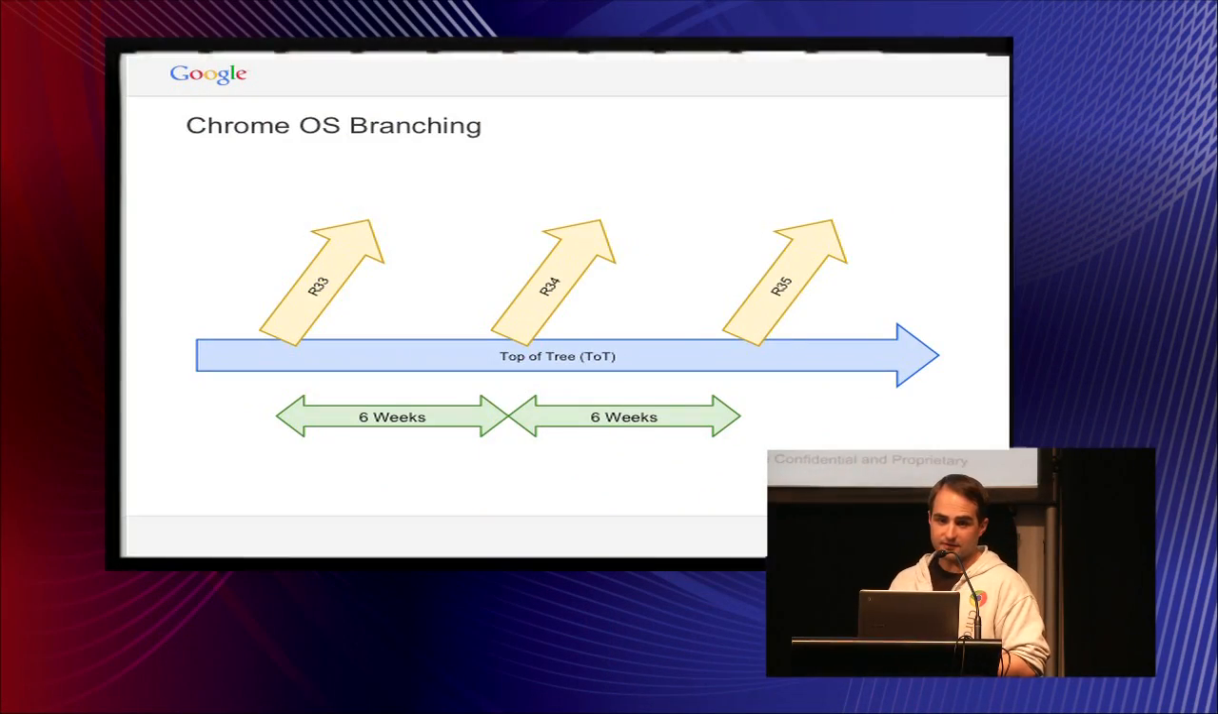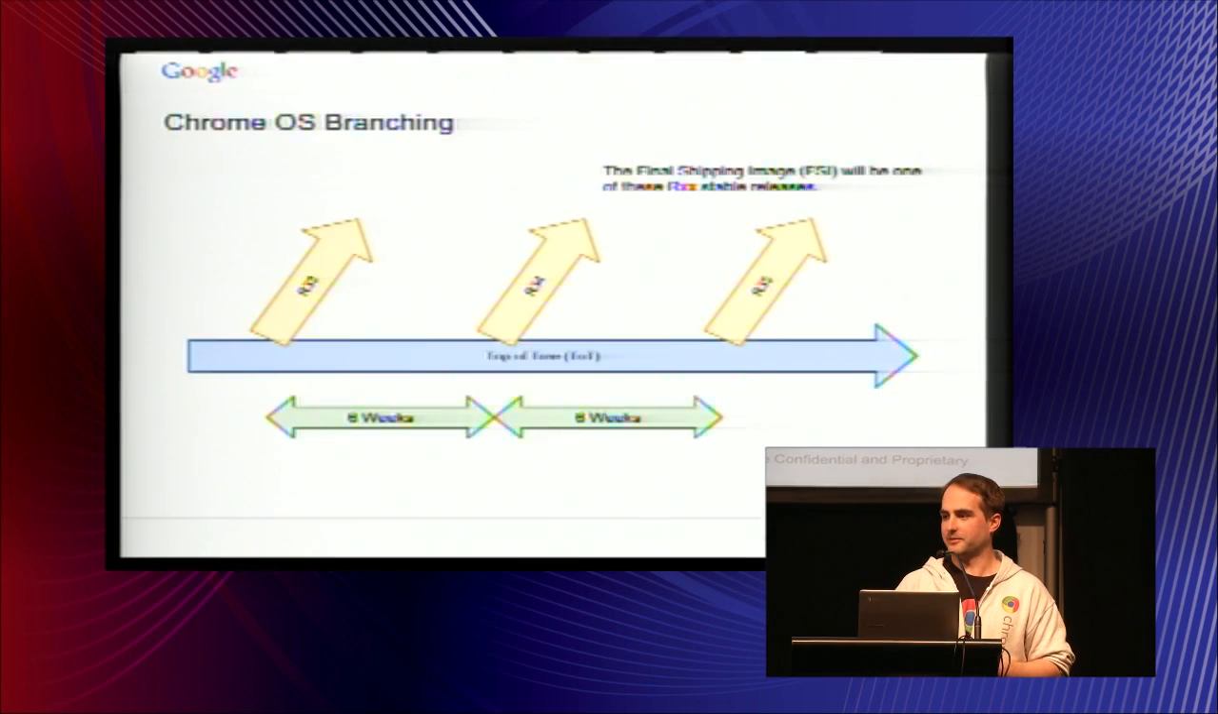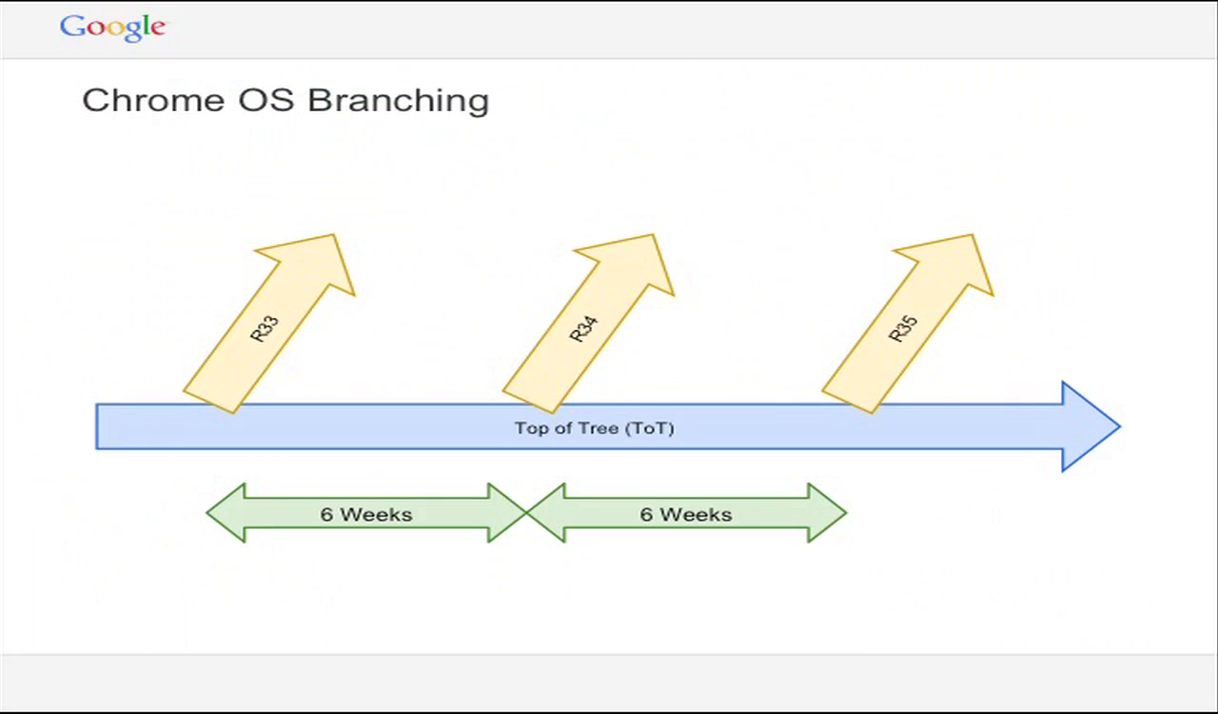We actually branch every 6 weeks for stable releases. So whenever you get a Chromebook, every 6 weeks you'll basically get a new OS version for it. This also covers Chrome the browser. So if you're using Chrome the browser on any other platform, that also is continuously updating. And so we follow the same cycle. So basically every 6 weeks we will cut a new branch.